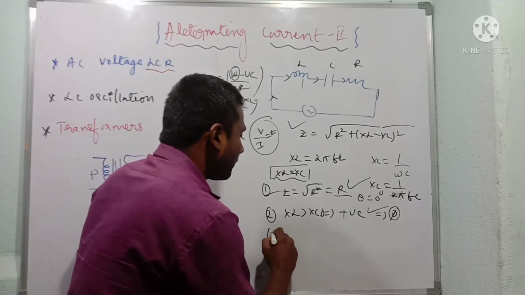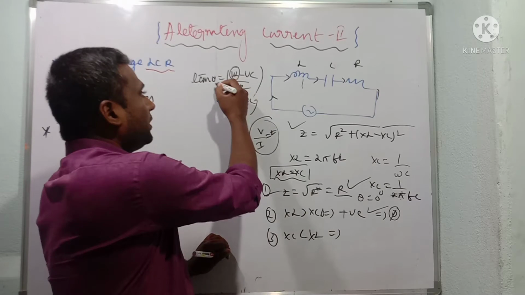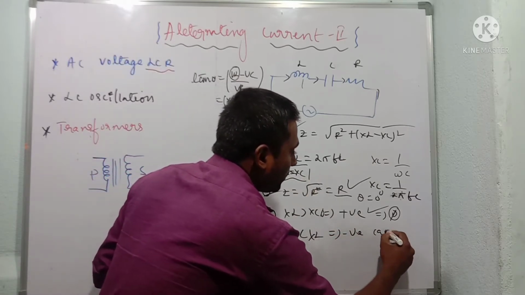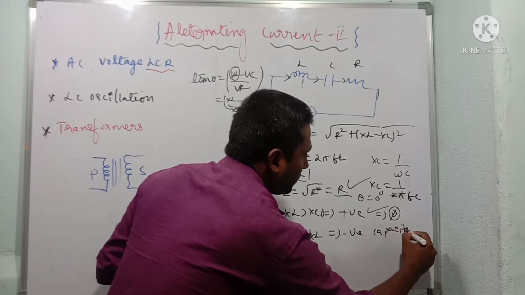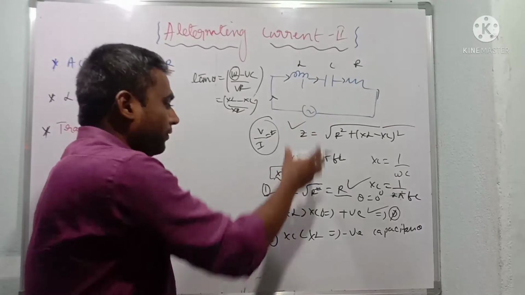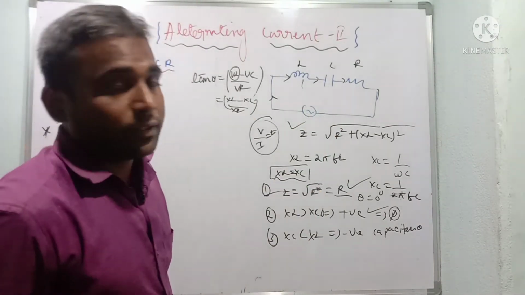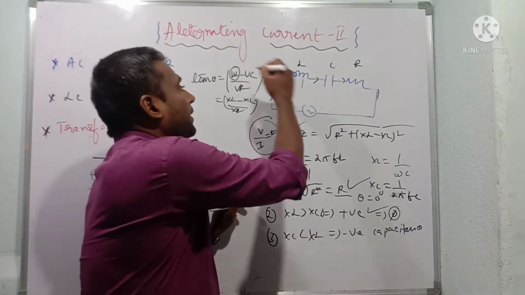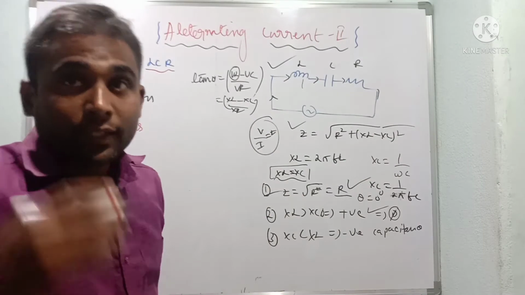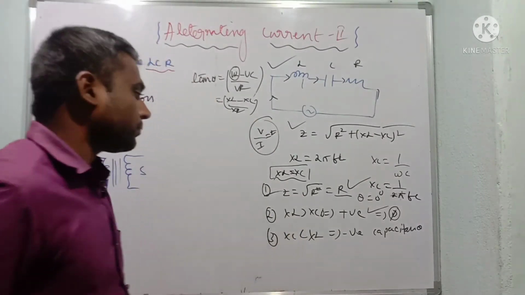Similarly, third case, if XC is greater than XL, that is, XL is less than XC, then tan phi becomes negative. This is called a capacitive circuit, meaning the circuit is dominated by capacitive reactance. So these are the special cases that we can find when AC voltage passes through an LCR circuit. Please note down.